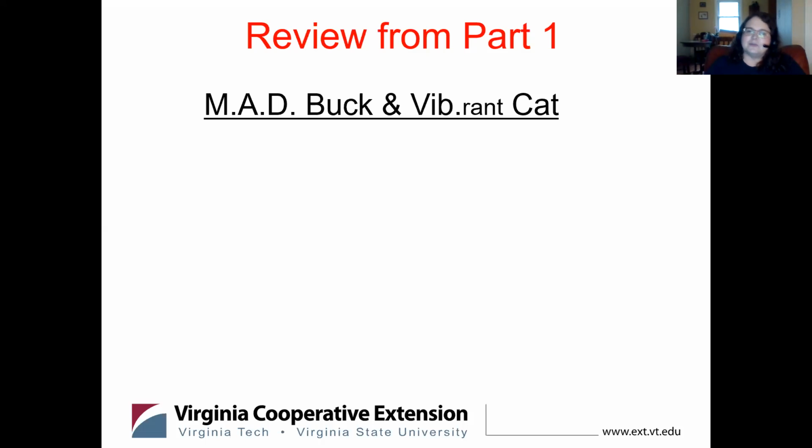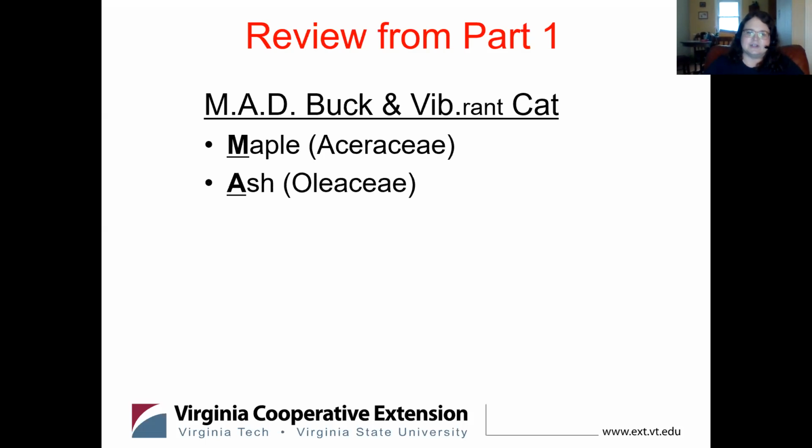Mad Buck and Vibrant Cat. So we went through the Mad Buck and Vibrant part. M stands for, actually I have it on this slide, so let's just bring it up. M stands for maple. Ace, or ACE, is the family that maple is part of. As you can tell, it's probably mostly maples because it has Acer at the beginning, and Acer is the genus name for maple. A stands for ash, which is in the Oleaceae family.